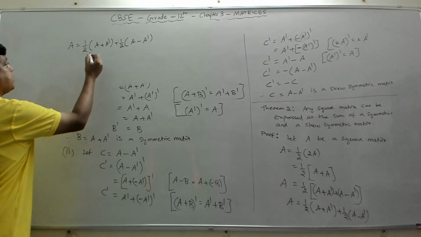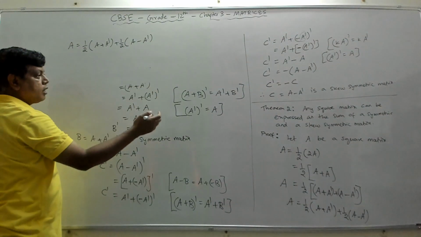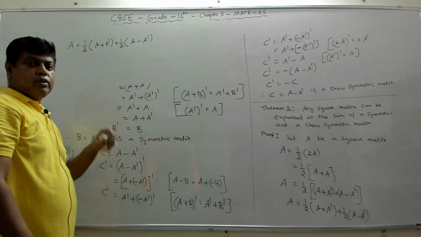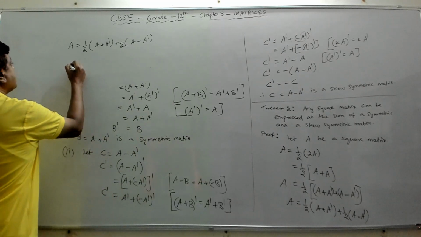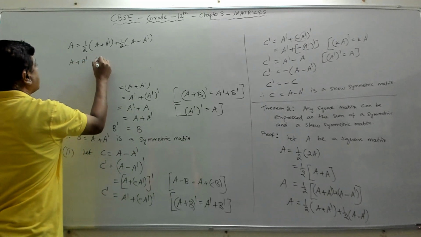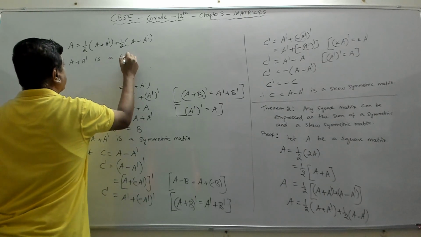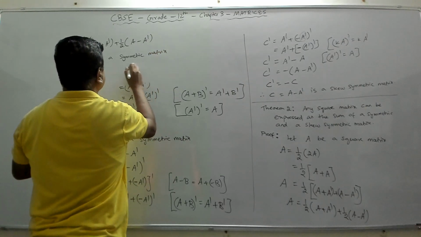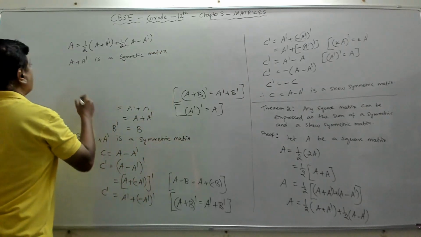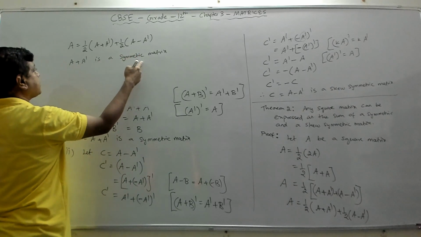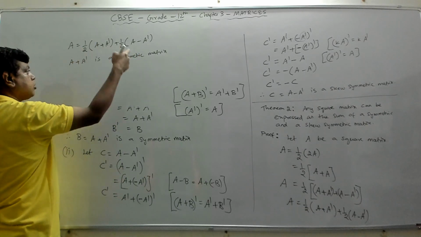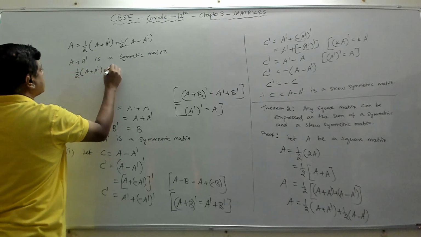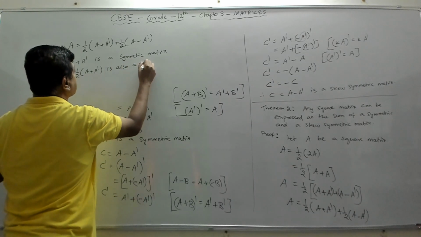And again, we just proved that A plus A transpose is a symmetric matrix, as per theorem 1. So if A plus A transpose is a symmetric matrix, and you multiply it with any constant, that will also be a symmetric matrix. So 1 by 2 of A plus A transpose is also a symmetric matrix.